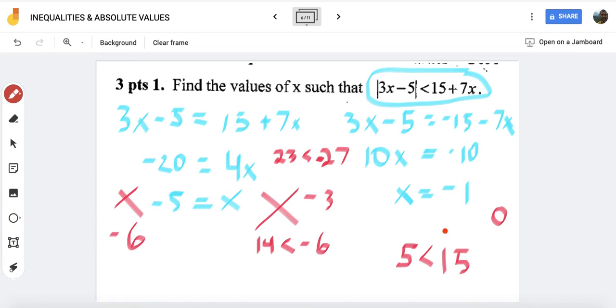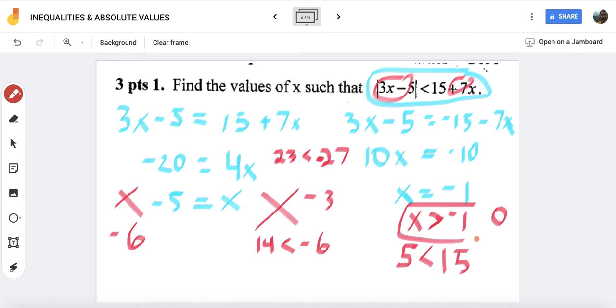So the only place where it works, where this side is less than this side, is when x is greater than negative 1. So that's my answer. X is greater than negative 1. Now sometimes you want to check a problem to see if it has the equal sign. We don't have equals, so it's just going to be greater than negative 1 is my final answer to that one.